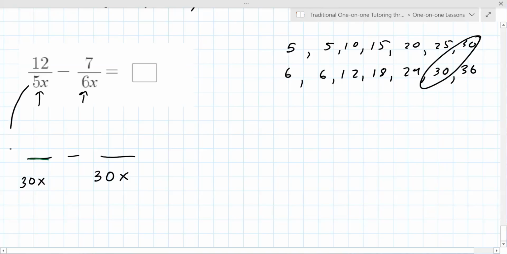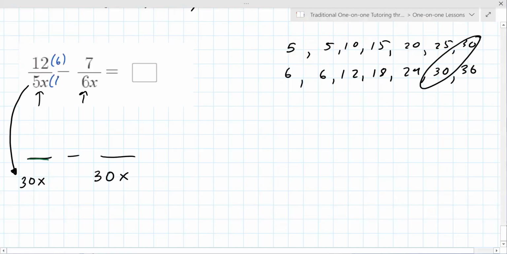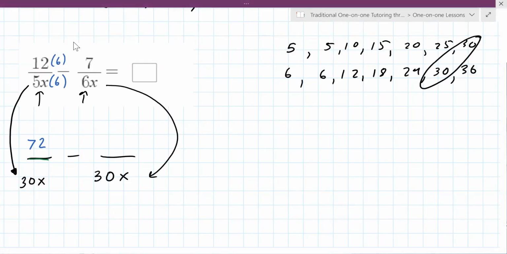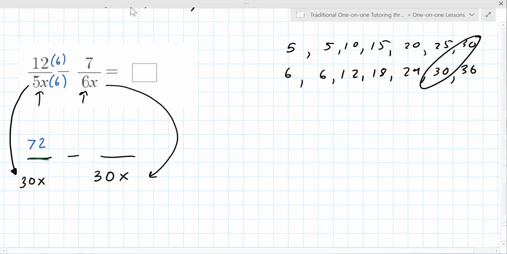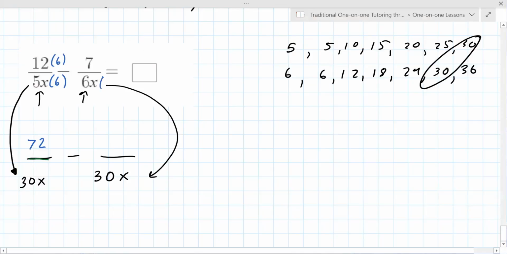So remember earlier, I would ask you, how do you go from 5x to 30x? And you would say, I multiplied by what number? By 6. So that means you're going to multiply both the top and the bottom by 6. Now the bottom's already been done. 12 times 6 is 72. On the right here, it's the same question. What do you multiply 6x by to get 30x? 6. 6 times 6 is 36.